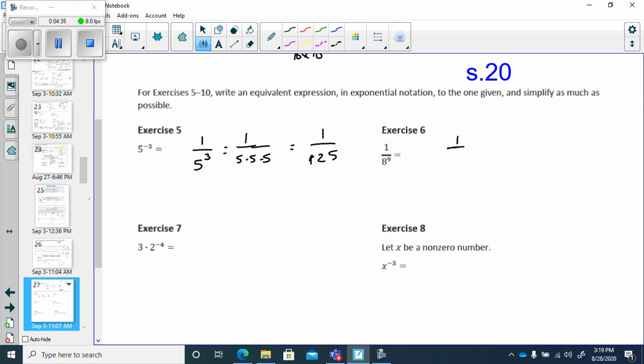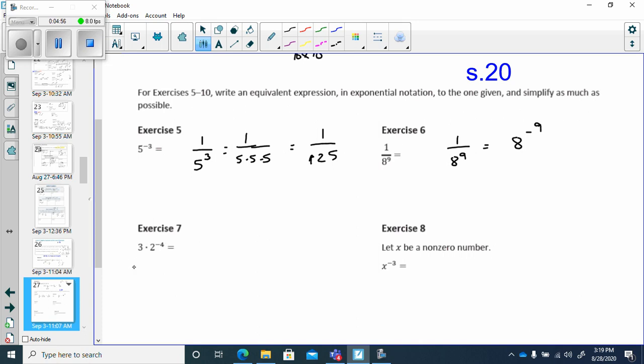Exercise 6, that's 1 over 8 to the 9th power. Let's see, that's the same thing as 8 to the negative 9th power. Whenever it's on the bottom, change the sign on your exponent, flip it to the numerator.